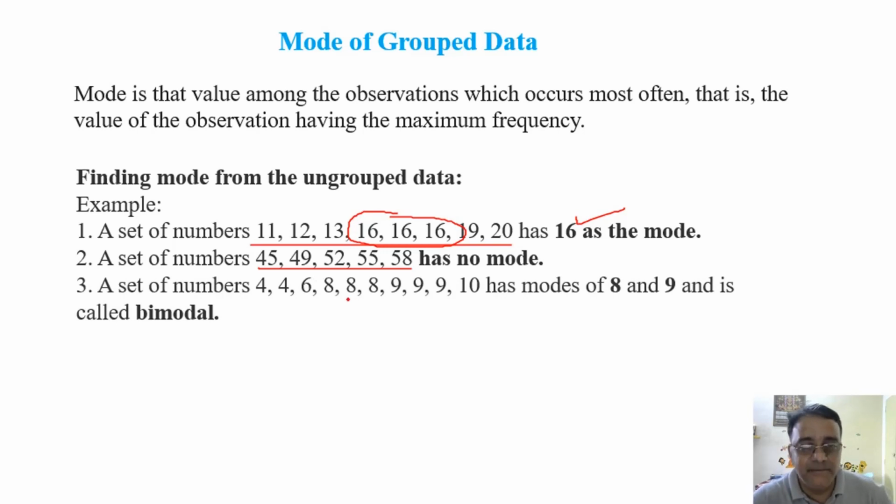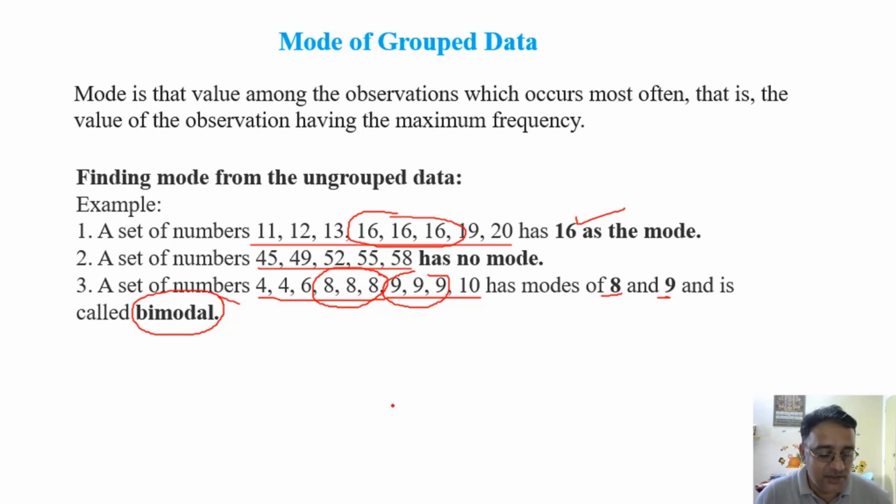Now set of numbers 4, 4, 6, 8, 8, 8, 9, 9, 9, 10. It has two numbers which have maximum frequency, that is 8 and 9. So इसके दो modes हैं यहाँ पे. So इसको बोलते हैं bimodal situations. And in our syllabus bimodal situation is not there. So इसलिए don't worry, you will not get any bimodal situation in your questions. ठीक है, एक ही highest frequency रहेगा.